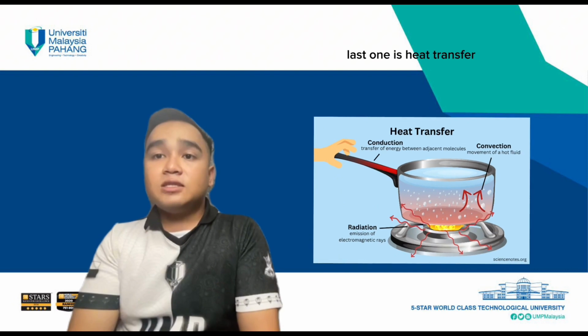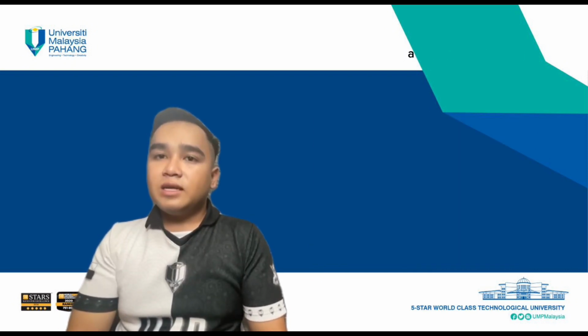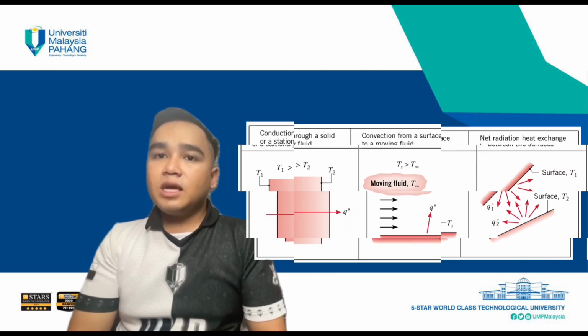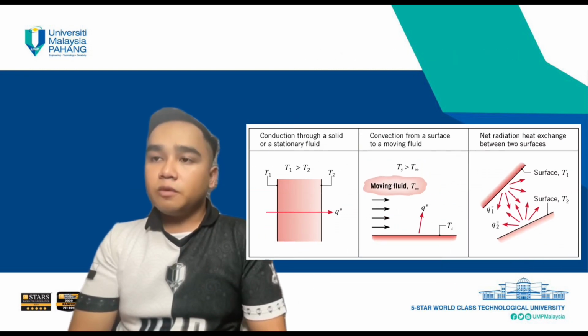Last one is heat transfer. Reynolds number is used in heat transfer analysis to determine the flow regime and convective heat transfer coefficient. It helps in designing and optimizing heat exchangers, cooling systems, and other thermal devices. By considering the Reynolds number, engineers can select the appropriate heat transfer correlation and design parameters for efficient heat transfer.